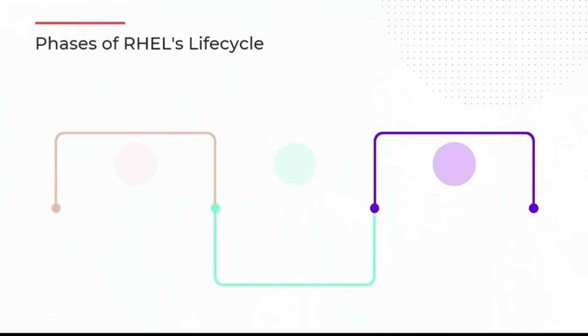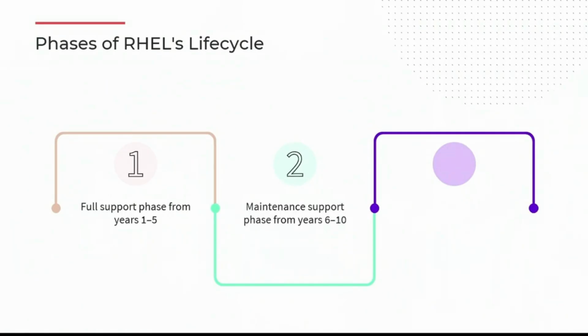RHEL's lifecycle is split into phases. The first phase, full support phase from years 1-5, includes all features, updates, patches, and support. The maintenance support phase follows from years 6-10, focuses on security patches and critical bug fixes only. And the final phase, optional extended lifecycle support, ELS, enables businesses to extend usage beyond 10 years.